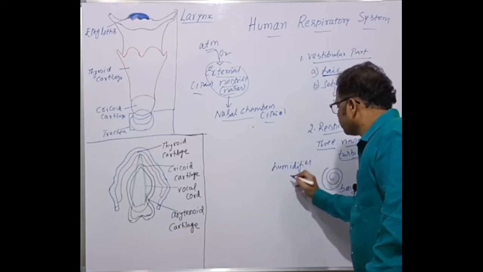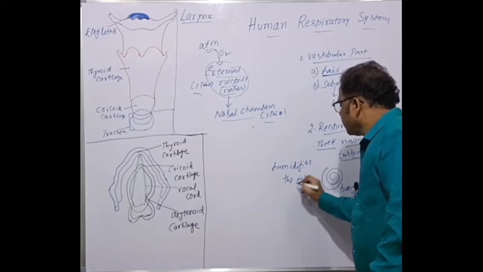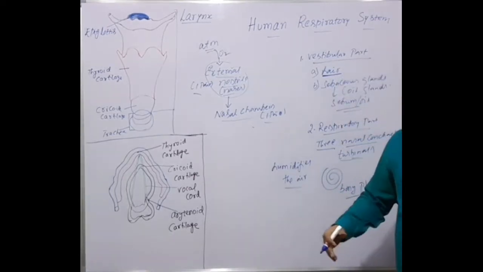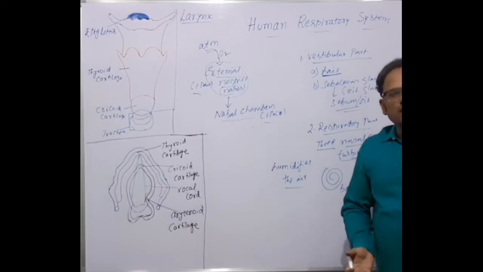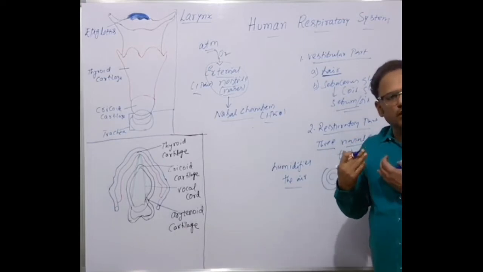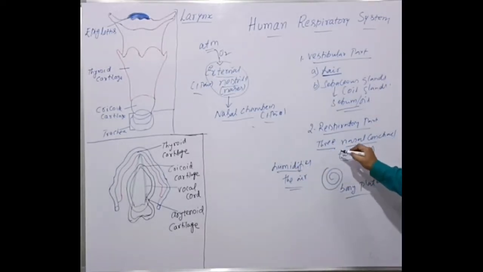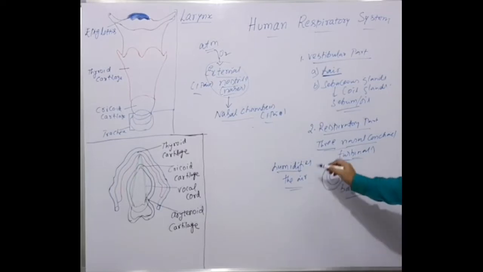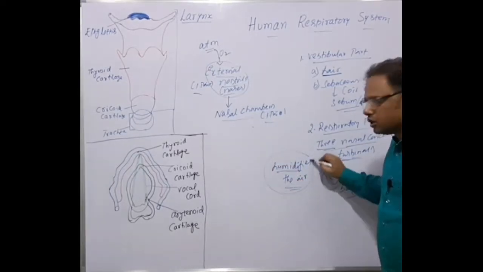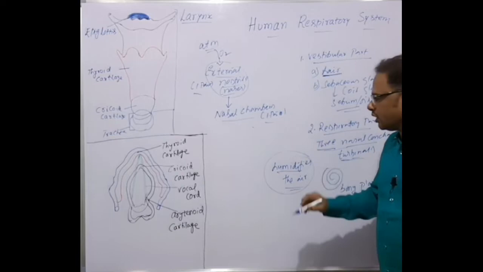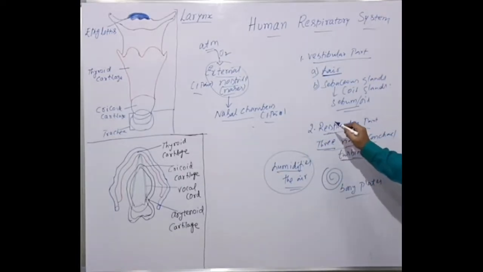They humidify the air. As we take in air, the air is brought to the normal temperature of the human being. That is called humidification. That is the function of these three nasal conchae or turbinals, bringing the air and humidifying it to the normal temperature of the human being. That is the function of the respiratory part.